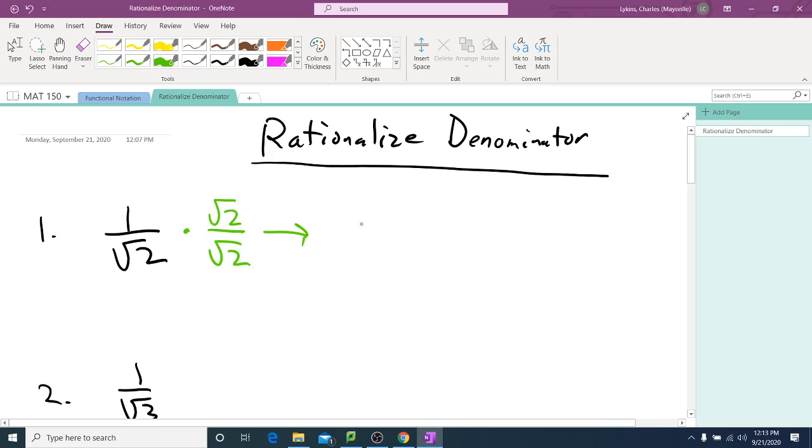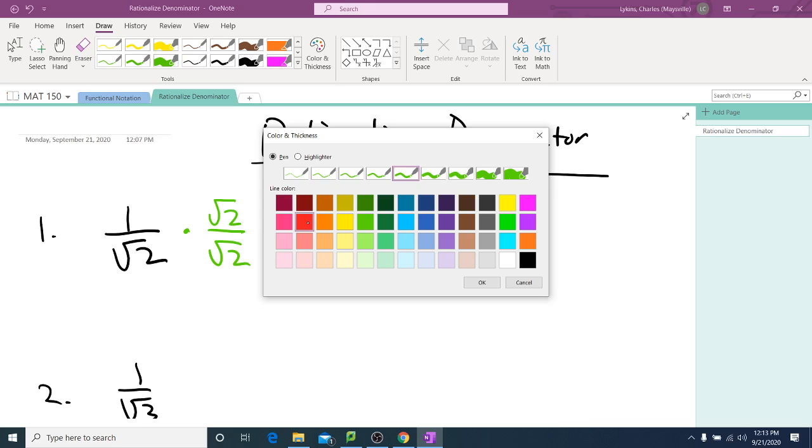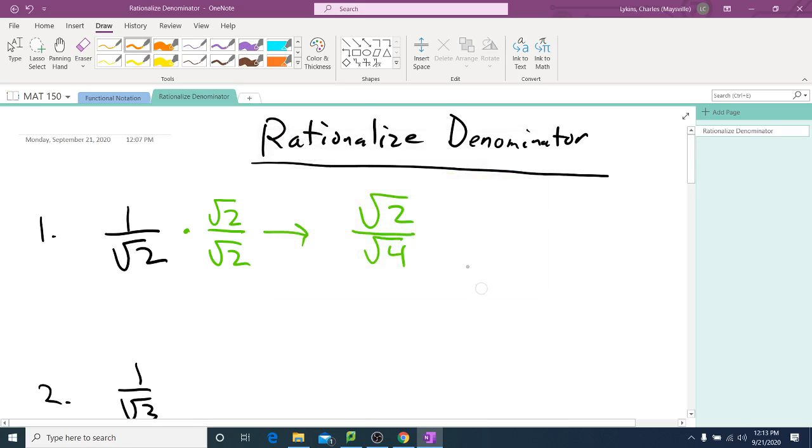So 1 times the square root of 2 is just the square root of 2. But now you've got this. Think about this. Square root of 2 times square root of 2 is the square root of 4. Now, square root of 4, what is the square root of 4? It's 2. So this right here would be my answer.